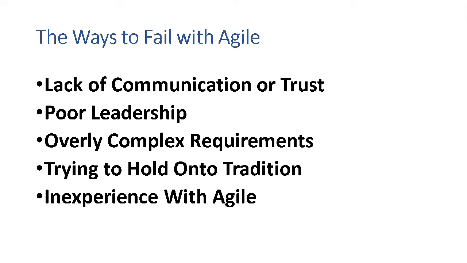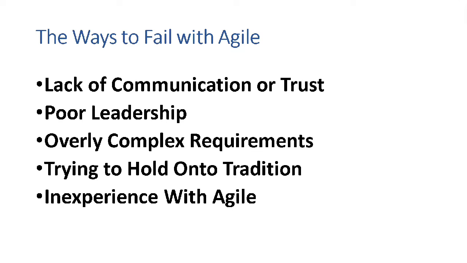Next is trying to hold on to tradition. No one likes to change. It's very hard to give up our comfort zones. One of the biggest causes of agile failure is trying to hold on to traditional ways of doing things. When you shift to agile, you have to commit to it. You can try to hold on to the old way of doing things, trying to pick and choose certain legacy processes or tools and fitting them into agile processes, but it won't work.